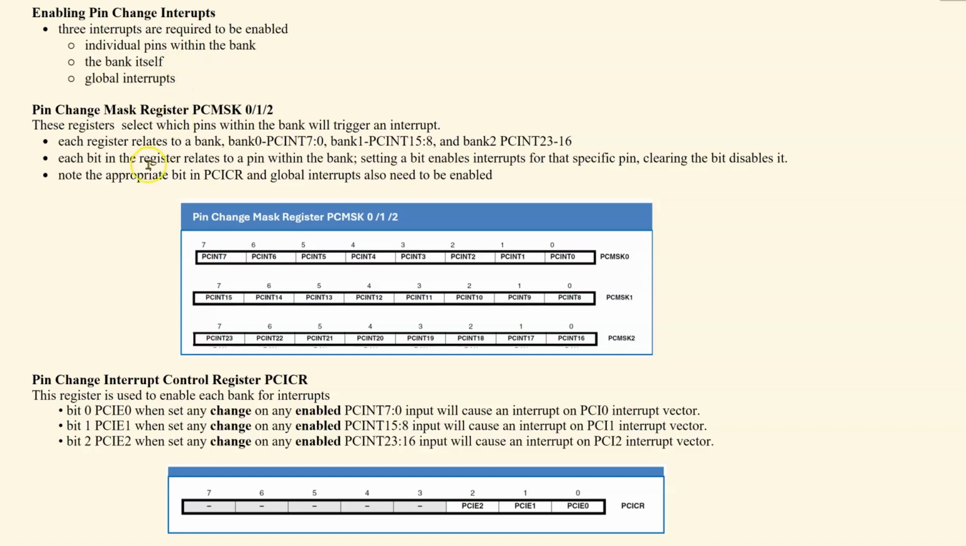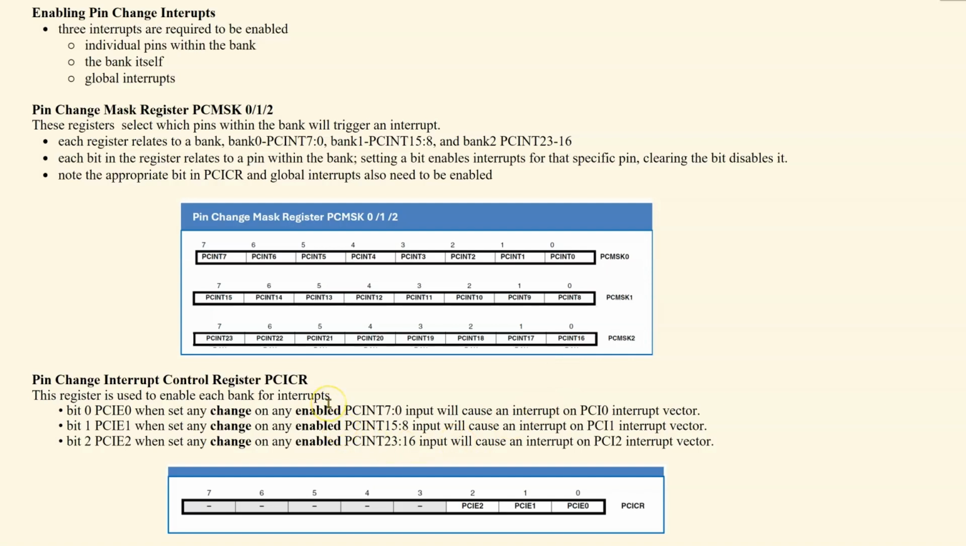So the first register we look at is the pin change mask register, there for bank 0, 1 and 2. So each register relates to a bank. So we have bank 0, bank 1 and bank 2. And then within that register, each bit relates to a pin within the bank. It's PC interrupt 7 to PC interrupt 0, 15 to 8, 23 to 16. So this enables the individual pins within the bank.